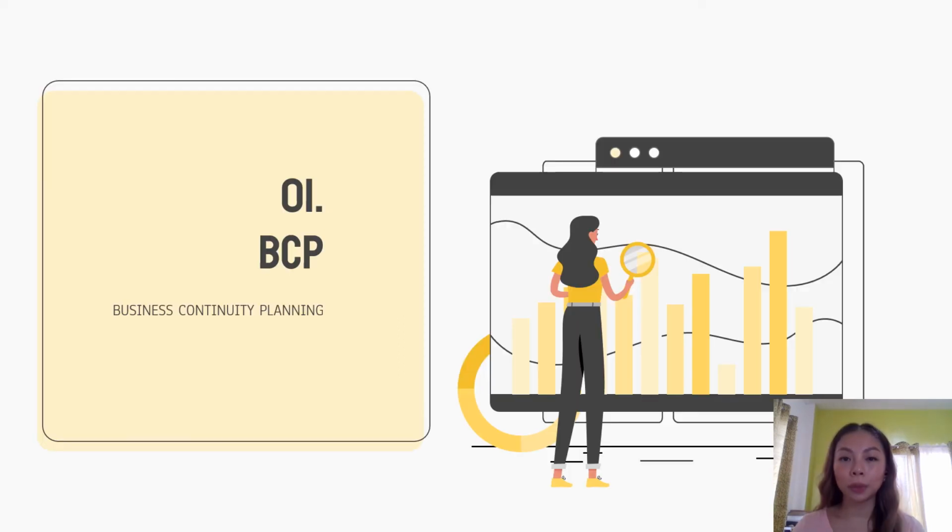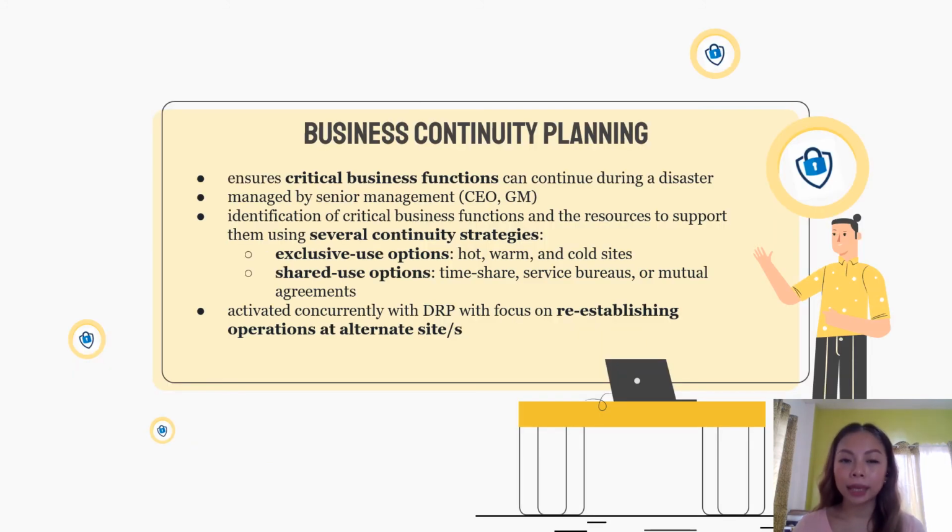Now let's move on to BCP, or Business Continuity Planning. Business continuity planning ensures critical business functions can continue during a disaster. BCP is so important that it is managed by the CEO or GM of an organization. It identifies the resources needed to support the critical business functions with exclusive use options or shared use options. It is important that BCP is activated concurrently with DRP to focus on re-establishing operations at alternate sites.